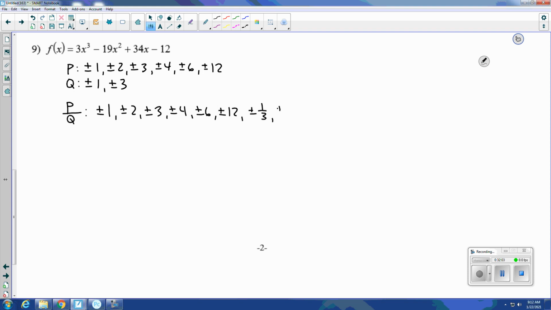So 1/3, plus or minus 2/3. 3 over 3 is 1, so we already have that, so I don't have to list it again. 4 over 3, we don't have 4/3. 6 over 3 is 2, we already have that. And then 12 over 3 is 4, we already have that accounted for. So here's our full list.